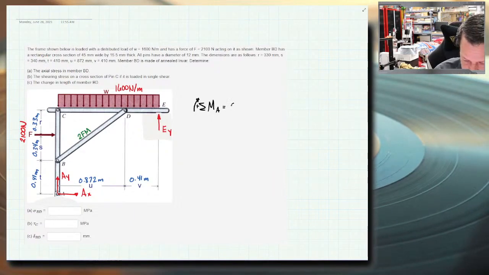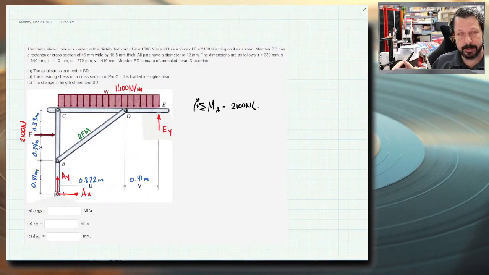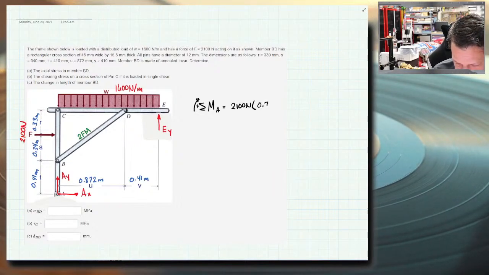So F, though, does have a moment arm. So I've got 2100 newtons. It's a horizontal force, and if it's horizontal, then I need the vertical distance between its line of action and point A, which looks like it is 0.75 meters. That's just S plus T.